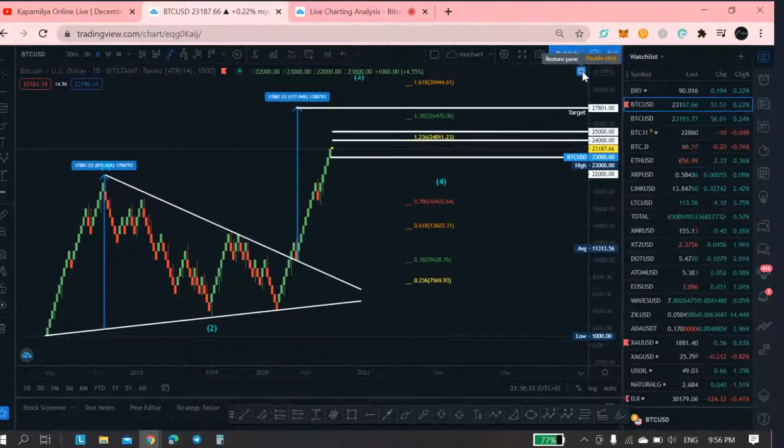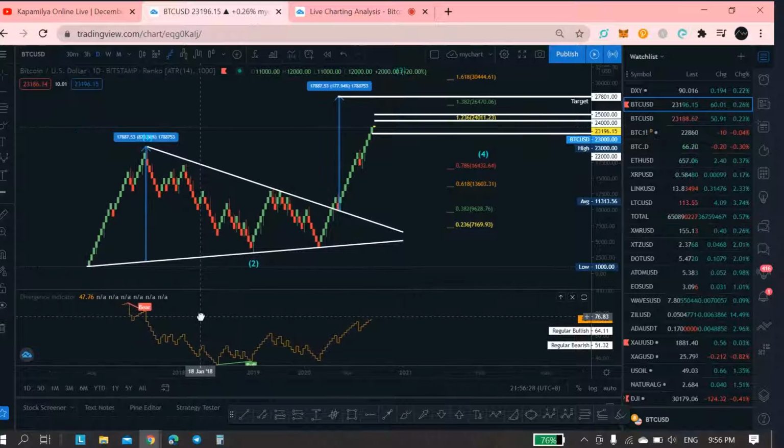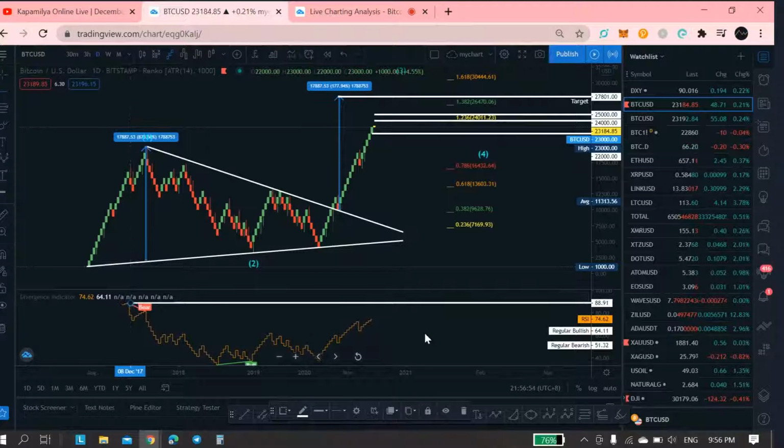Anyway, let's look at the divergence indicator. If you look at the divergence indicator, during 2017 it reached as high as 89 RSI. Currently, it's at 74.62, so there's still a possible upside and possibly a retest of this 89 or close to 90 RSI. The high of this is 89.03, so more or less in that area.